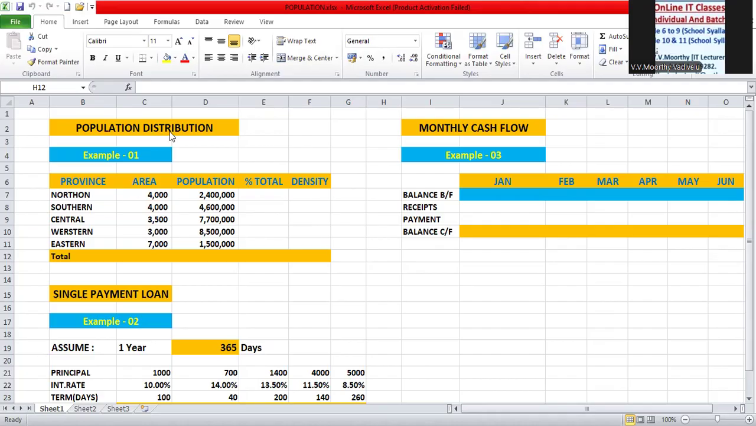Population distribution, one example. Single payment loan, one example. Monthly cash flow, one example. The first: province, area, population, total, percentage, density.